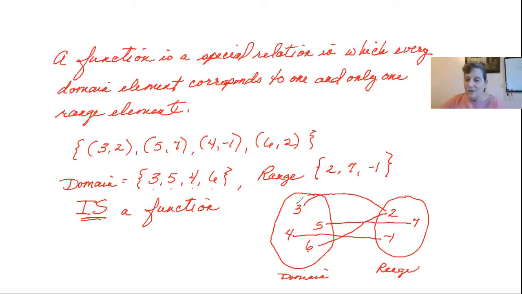This is a function because only one line comes out of the 3, one out of the 5, one out of the 4, one out of the 6. It doesn't matter if they all go to the same element in the range. They just can't go to more than one element in the range. That makes sense? That's the way the rule goes.